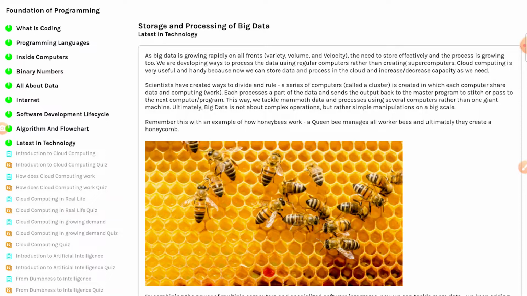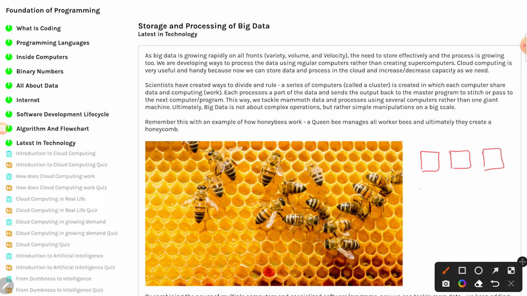Scientists have come up with a way to divide and conquer. What I mean is that you can take one task. Suppose we have to find a pattern in the data. We can divide the data and the task into smaller pieces and give them to one computer. So think of this like a cluster of computers in which we assign tasks.